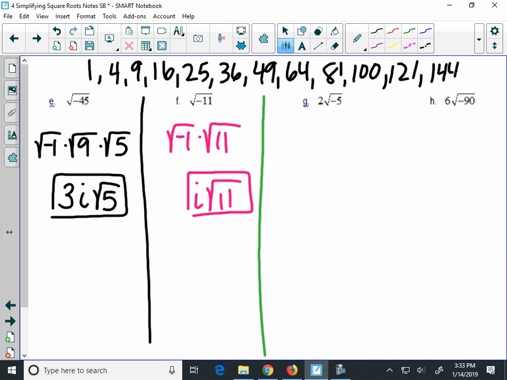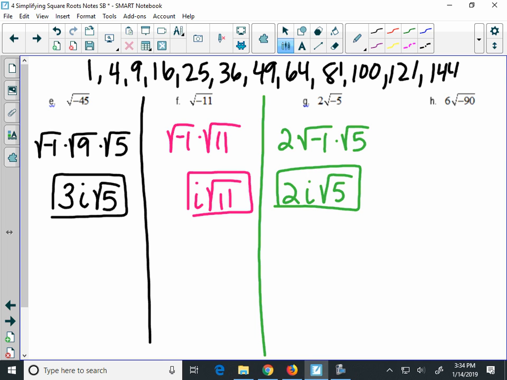Now here I'm going to have an i with a coefficient. So that 2 stays there. I pull out a square root of negative 1 from negative 5 times radical 5. The 2 stays there. The square root of negative 1 is i, and radical 5. And that's the full answer.